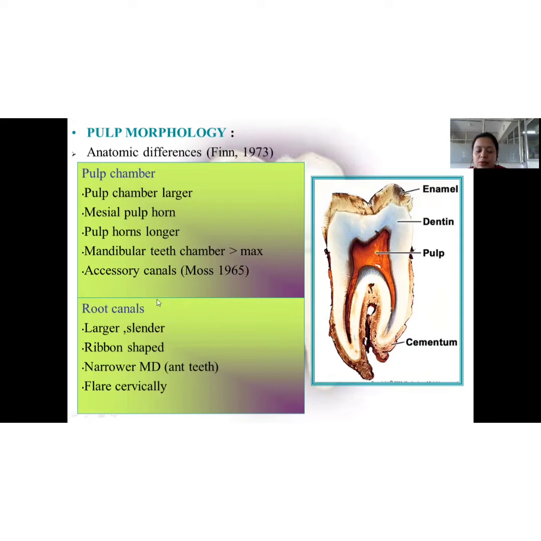And now the difference between the root canals. The root canals are more tortuous. They are ribbon shaped and they are large, slender, and mesiodistal. They are narrower in anterior teeth and they flare cervically, because the root trunk is very narrow in case of primary teeth, as they need to accommodate the permanent tooth behind. So the canals flare cervically.